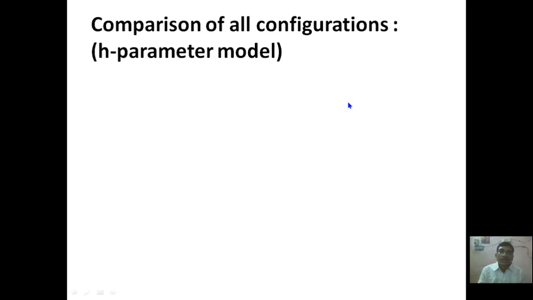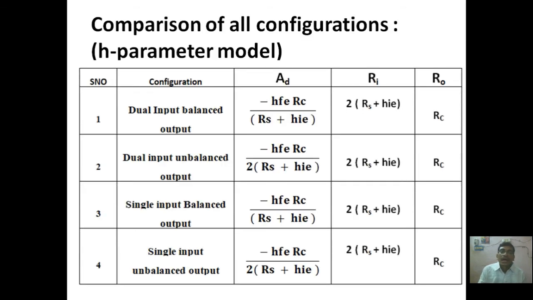Okay, now we are going to compare all the h parameter models. Okay, dual input balanced output configuration, the differential gain AD is equal to minus hfe RC by RS plus hie. Just now we have calculated, and the input resistance Ri is equal to 2 into RS plus hie, and the output resistance R naught is equal to RC.